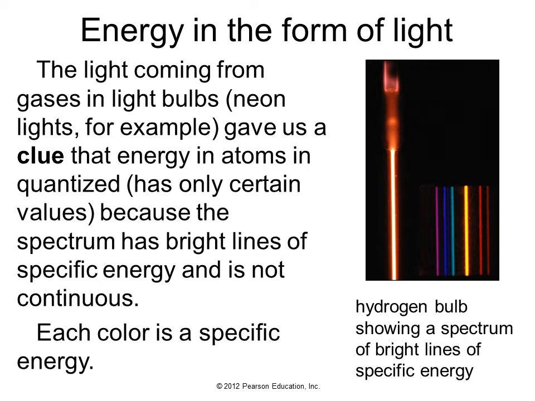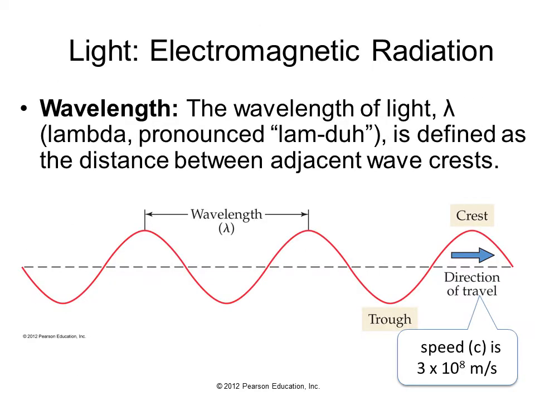Because when we light up a particular bulb, this may be hydrogen, we only see a few bright lines in the spectrum, not a continuous spectrum. And note that each specific color has a specific energy. Light can be thought of, as a model, as a wave. In this wavelength, we have the distance from crest to crest, and all electromagnetic radiation moves forward at the speed of light, 3 times 10 to the 8 meters per second.